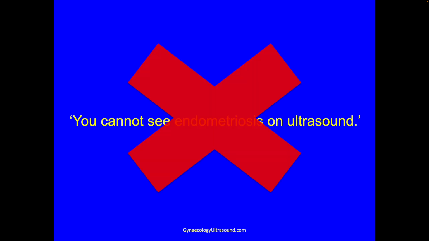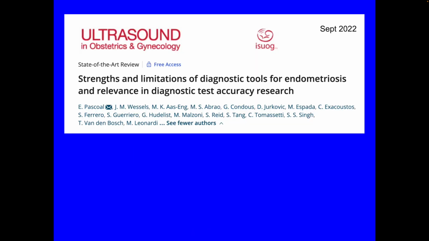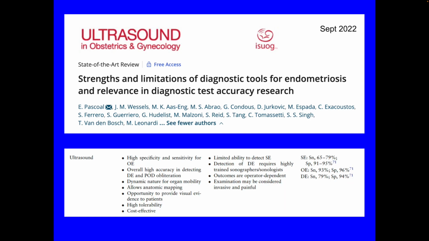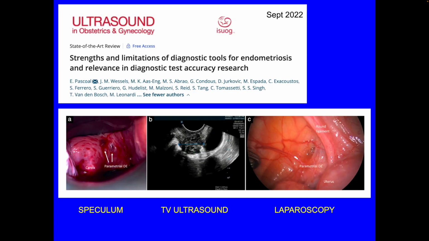It's simply not true. This excellent paper from last year, published by Matthew Leonardi and his co-authors, demonstrated that ultrasound has a very high specificity and sensitivity for ovarian and deep endometriosis and pouch of Douglas obliteration. It does require a high level of training, and having done that, the sensitivity and specificity for ovarian and deep is very high, but superficial endometriosis is very difficult to see on ultrasound.